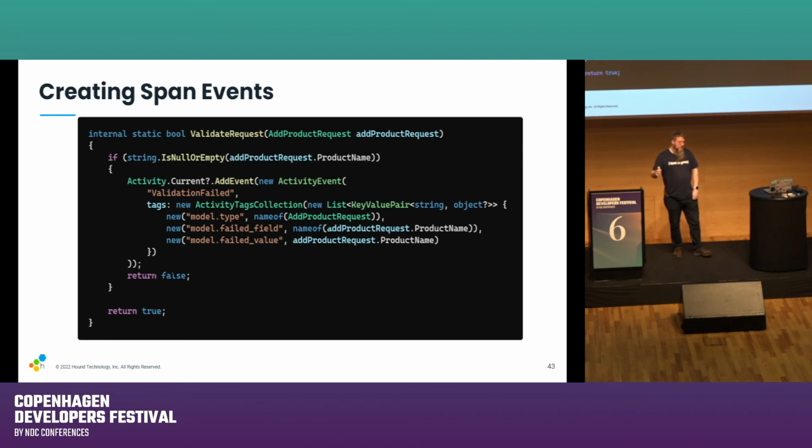So one of the other ways to use it would be things like validation events. So if you don't want to add all of these extra bits of information to your current span, you can add an activity event to your current span. We're using ActivityCurrent here because we haven't passed that activity down. So you can see it's pretty much the same as we've been doing before, other than the fact that we're adding tags when we create it now, rather than adding tags as we go along.